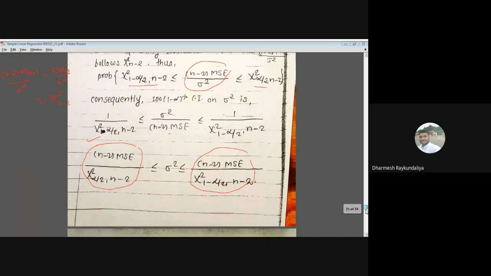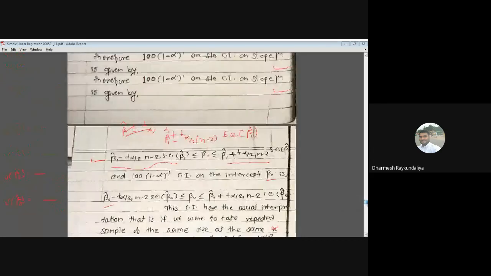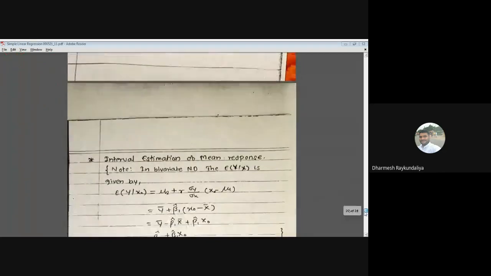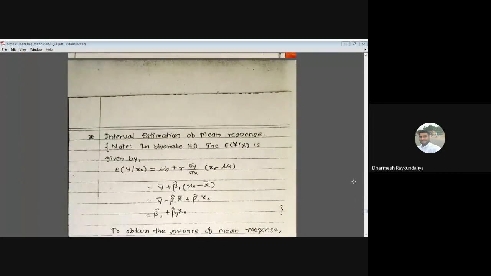So we have seen the confidence interval for beta 0 cap, beta 1 cap, and sigma square. Now, if I wish to find out the confidence interval for mean response, you have obtained the value of y cap, the expected value of y cap. That is nothing but y given x equal to x0. So given a value of x0, what is the confidence interval of the expected value of y given x equal to x0? Of course we require the variance of y cap.